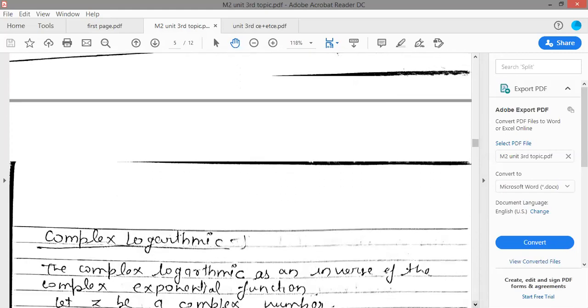So the next topic is complex logarithm, and I will discuss this topic in the next video lecture. I hope you learn these topics properly: harmonic functions, harmonic conjugate, exponential and elementary analytic functions. And there is an exercise; I will send the exercise tomorrow. So thank you.